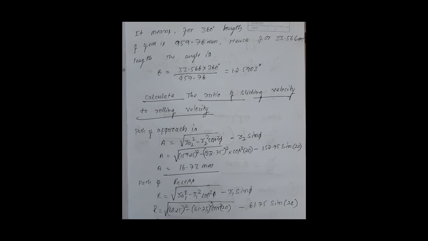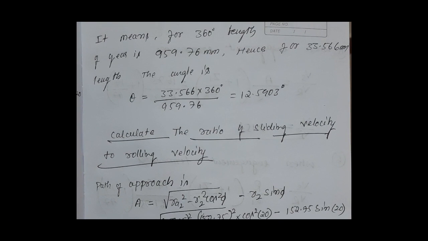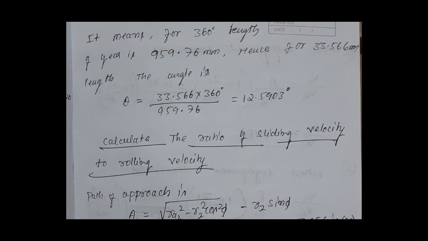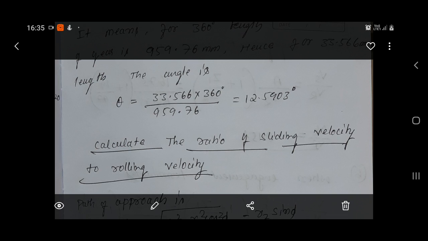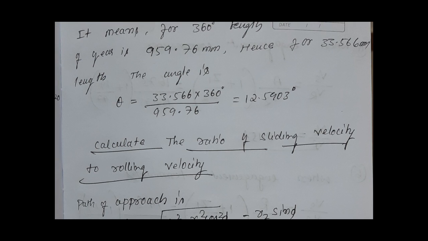What do we need to find out here? We need to find out the angle of contact. So hence for the 33.566 millimeter, the angle theta is equal to 33.566 multiplied with 360 divided by 959.76. What is this? It means the arc of contact multiplied with the complete circle divided by the circumference of the gear, that is 12.5903, 12 degree and 59.03 minute it is.